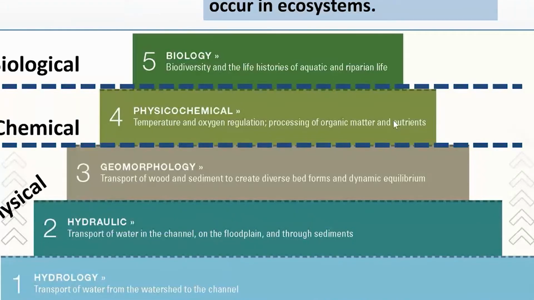All right, so I just want to show how the pyramid can overlay onto the Clean Water Act definition of function, which is the physical, chemical, and biological processes that occur in ecosystems. So from that stream perspective, these bottom three are more of our physical processes transitioning into the chemical and then into the biological.